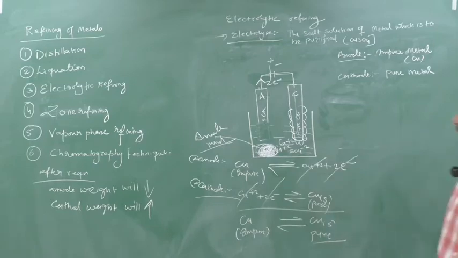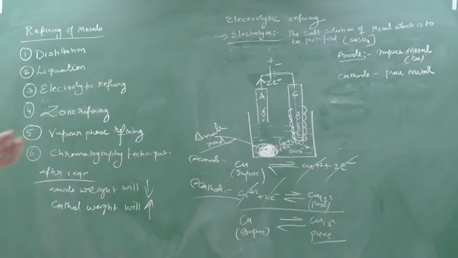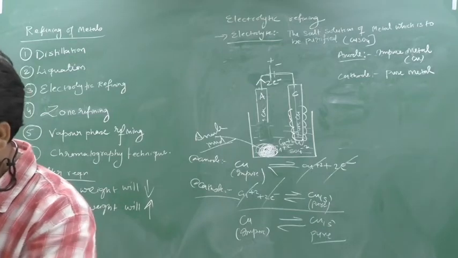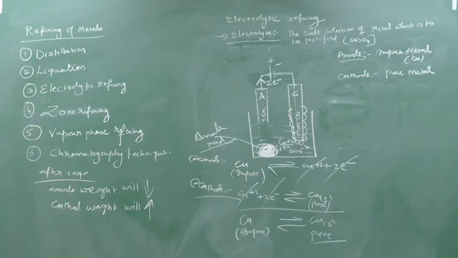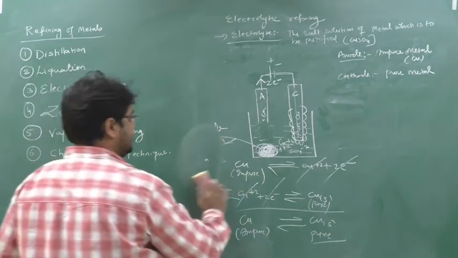I have done this in electrochemistry also, so you can check it out there also. So this was your electrolytic refining. Write down whatever you feel to write down from this. Then I'll go for zone refining. Are you understanding or not? It's easy. Clear? Chalo, done this? So the last topic we are going to see is zone refining.